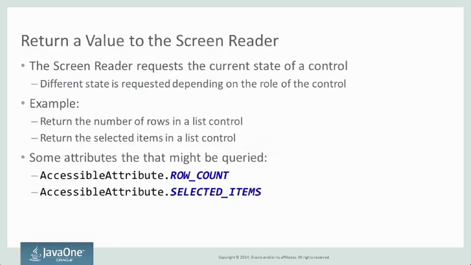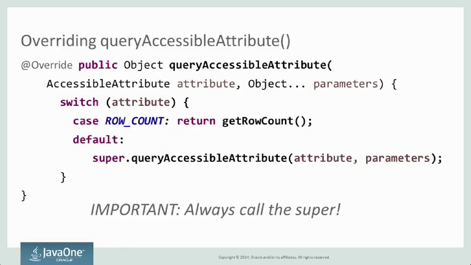Okay. So that's the first one that Steve was mentioning. When the screen reader needs some information, it can be the bounds, the number of items in the list, the text in a button. It is going to call queryAccessibleAttribute, and the accessible attribute is the enum, and that enum has all the possible questions that the screen reader can ask your node. In this little piece of code it's the row count. So we're probably doing a list view here, or maybe a table, and it wants to know how many rows are in there. And it's very important that at the end you call super.